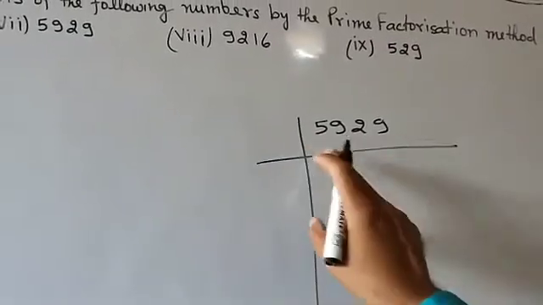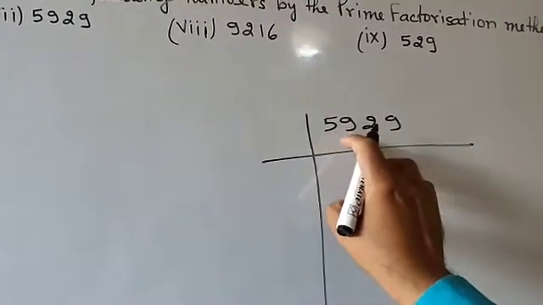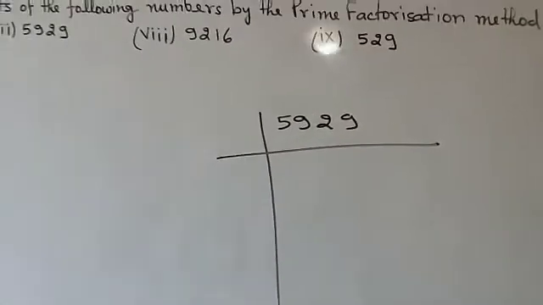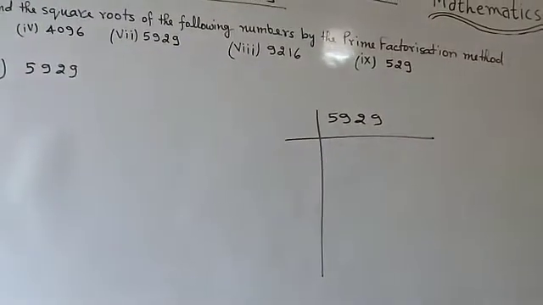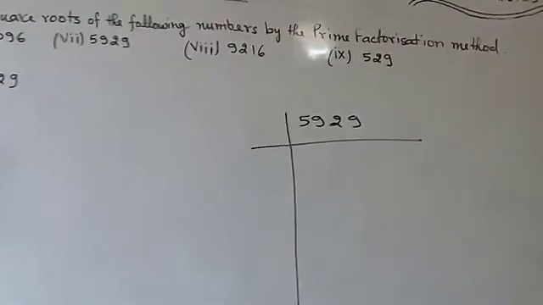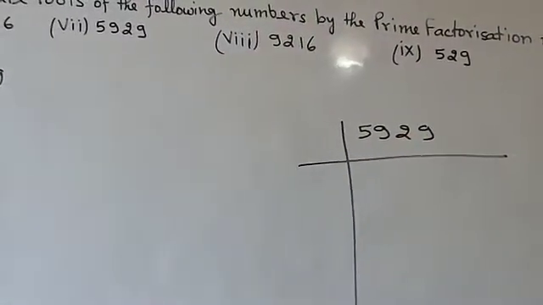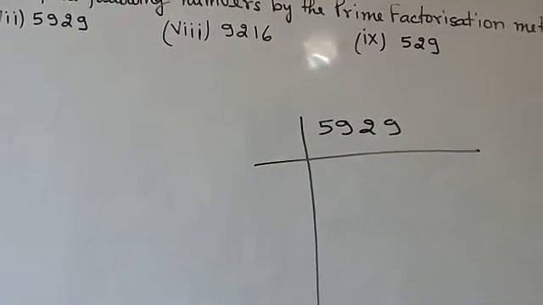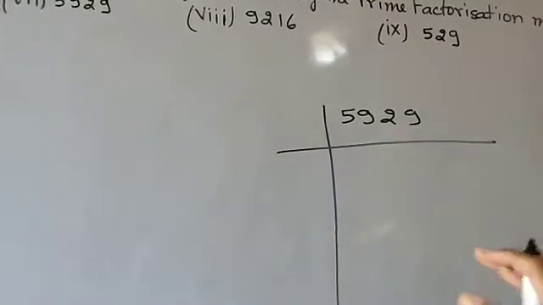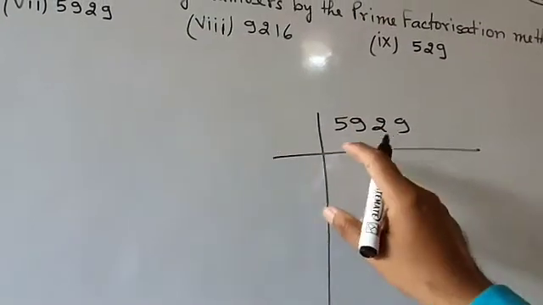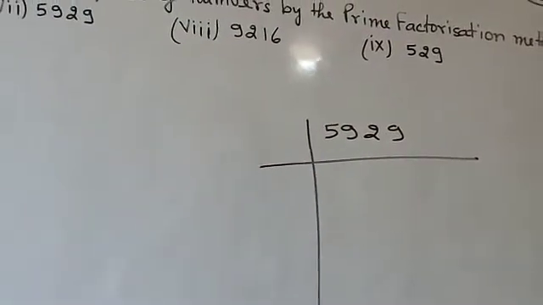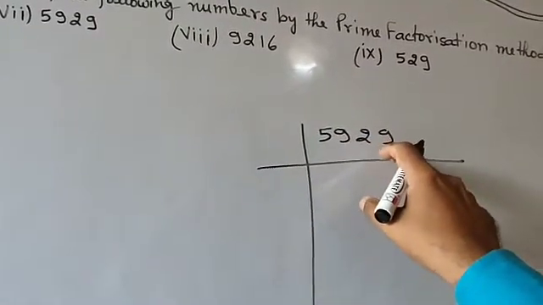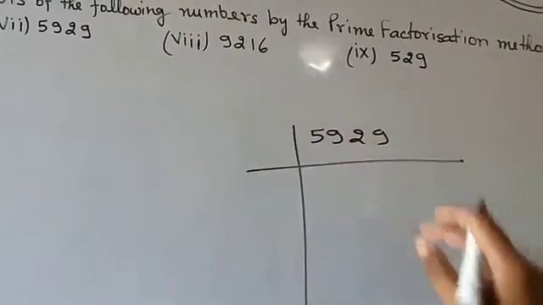Now you will check for 3. For 3 you will add the digits. So 9, 5, 14, 16, 25. 25 is not divisible by 3, so this number is also not divisible by 3. After that, you are not supposed to check for 4. The reason is that when you are going for the prime factorization method, you will check the number for prime numbers. So after 2, 3, you will get the next prime number 5. This number is not divisible by 5, because the unit place should be 0 or 5 for divisibility by 5.